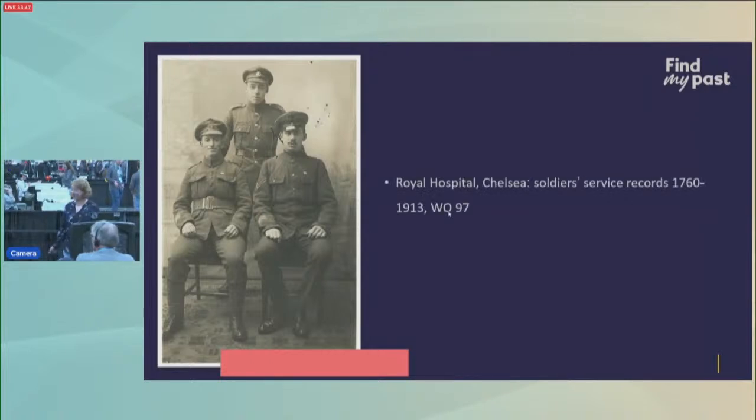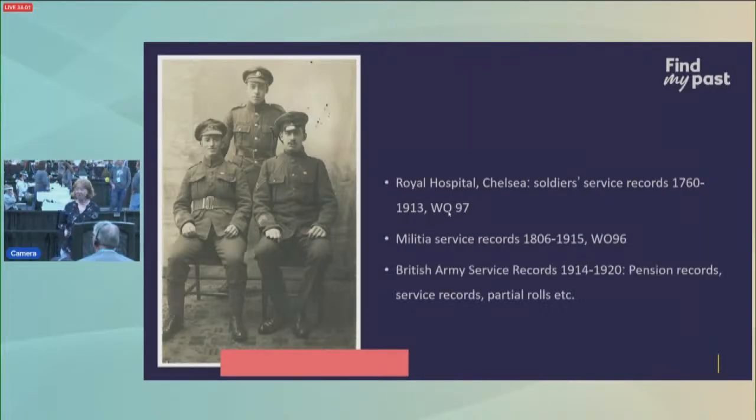There we go. So we're going to start with the Royal Hospital Chelsea Soldier Service Records from 1760 to 1913. This is WO97. We also have the Militia Service Records from 1806 to 1915, WO96. And then the British Army Service Records is the really big one, 1914 and 1920. That includes pension records, service records, and partial rolls, and much more, actually.